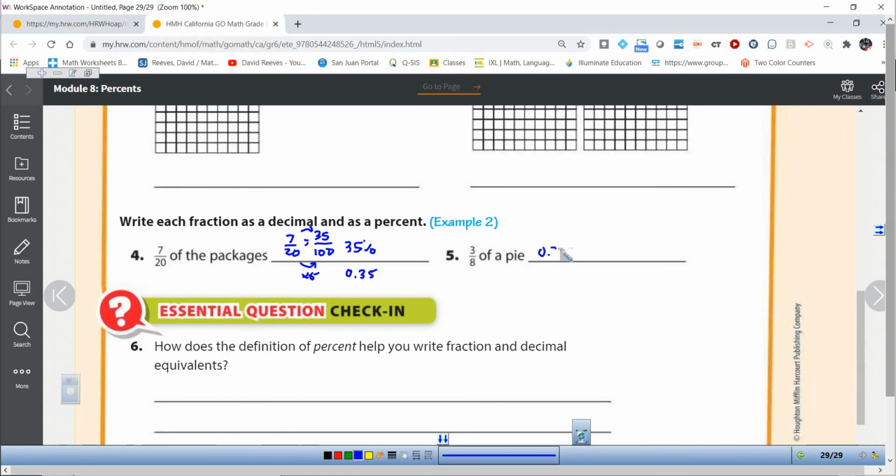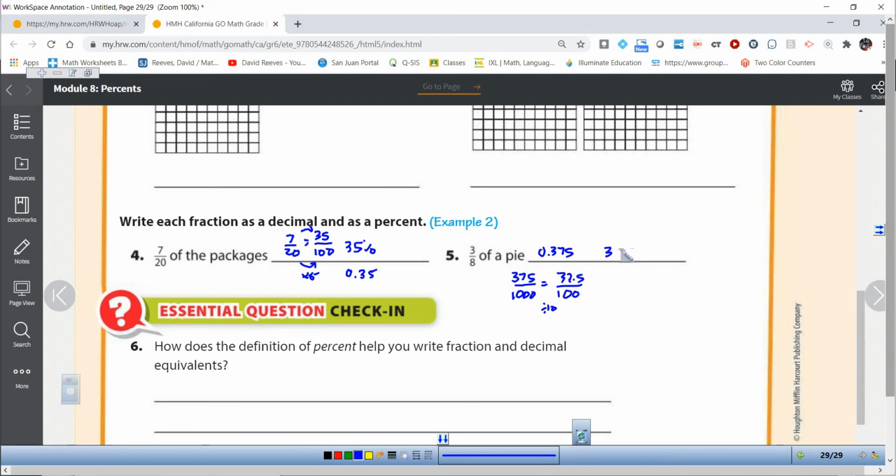And I get 0.375, which again, that's 375 over 1,000. But what do we want? We want it to be over 100. So if we divide by 10, we get 37.5, right?